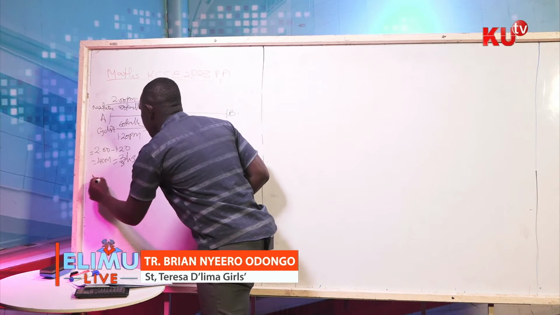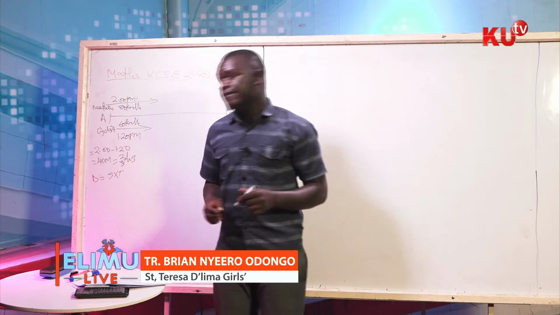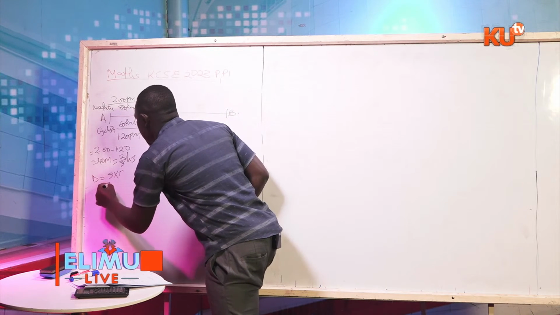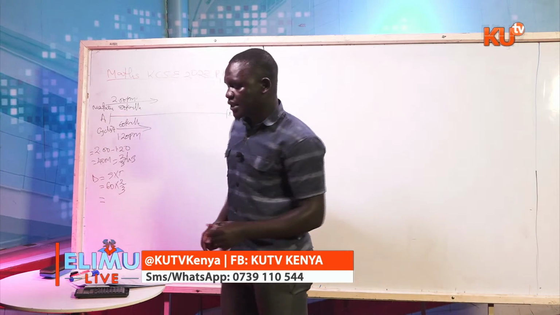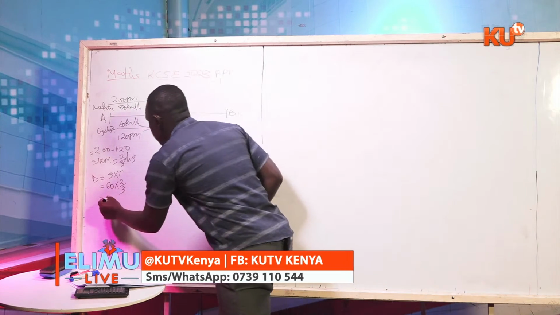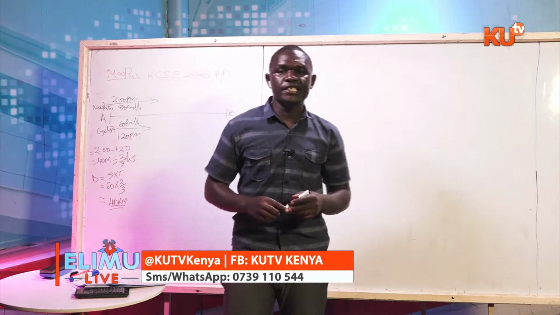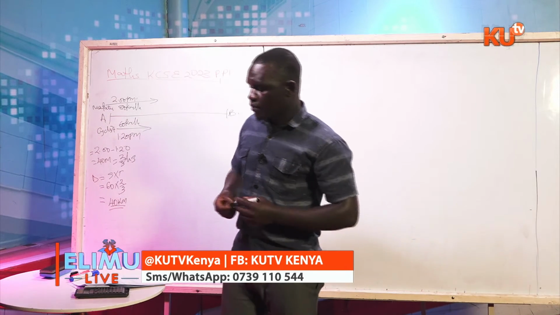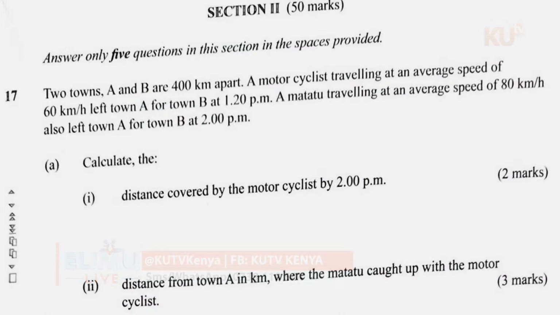Now distance is simply given by speed times time. Speed times time gives you the distance. The speed of the cyclist was 60 and the time is 2/3. So when you look at that, that gives you 40 kilometers. Meaning by 2 p.m., the cyclist had already covered 40 kilometers from town A. So that's what question Roman 1 was asking. Let's check on Roman 2.